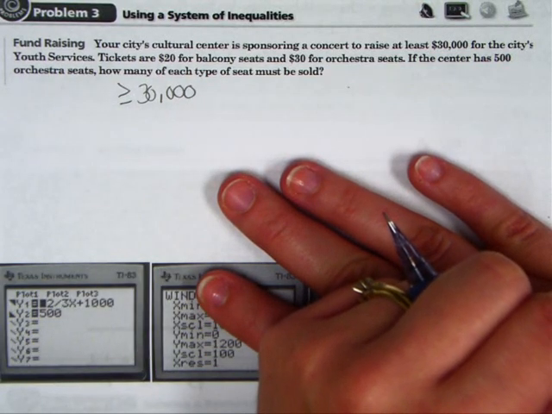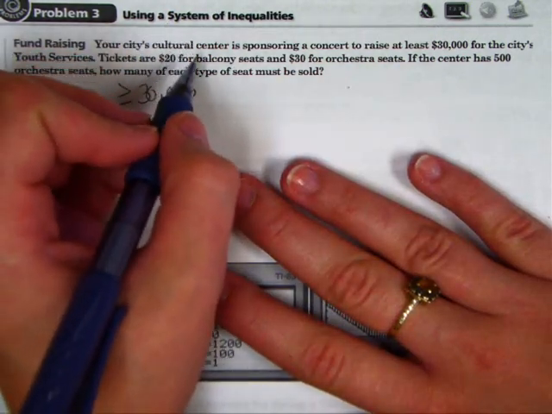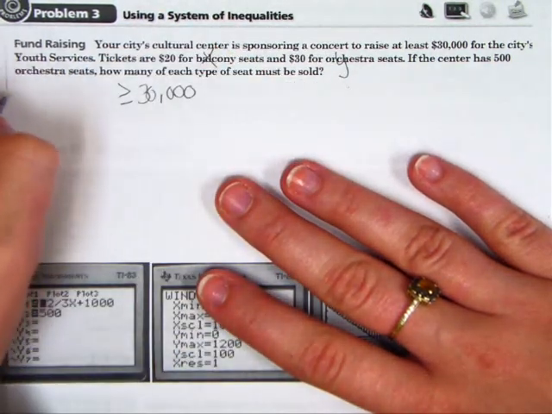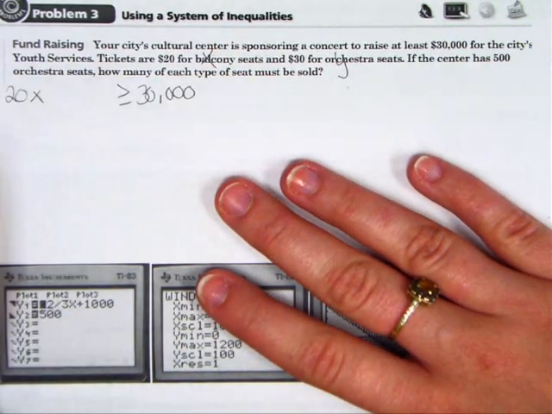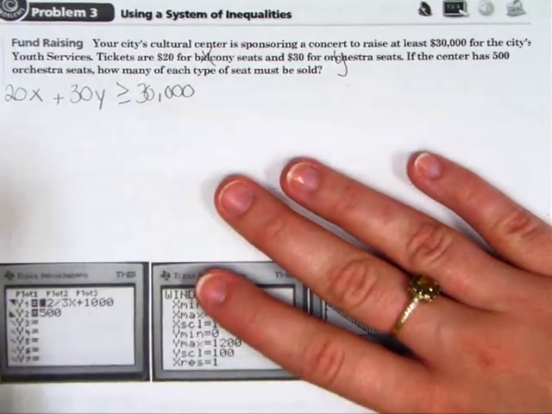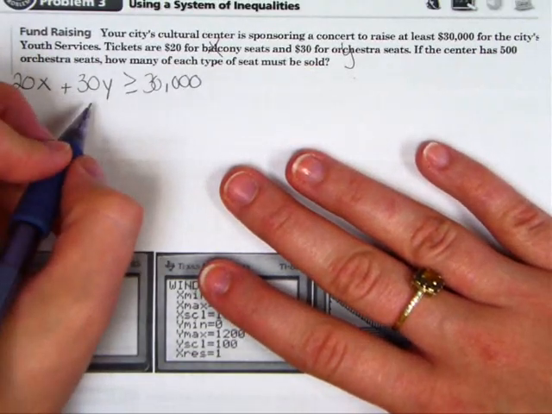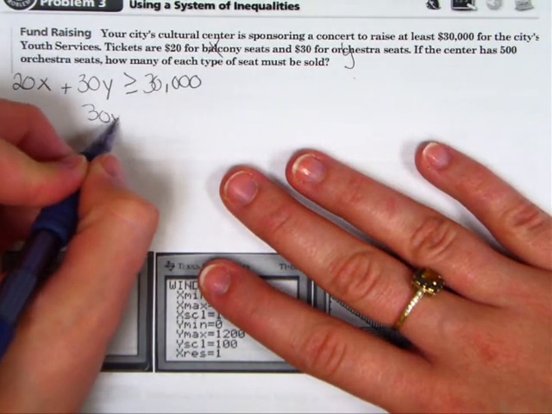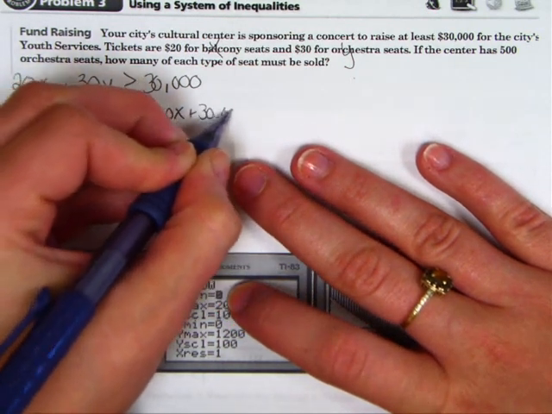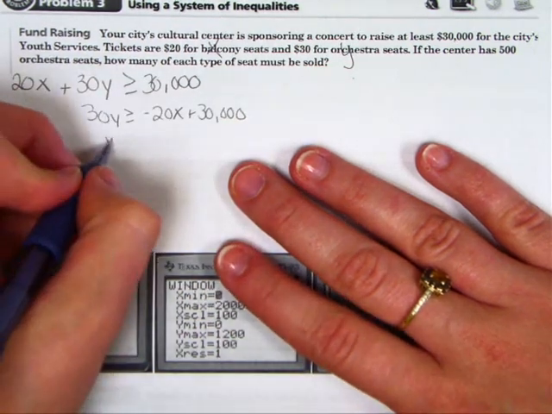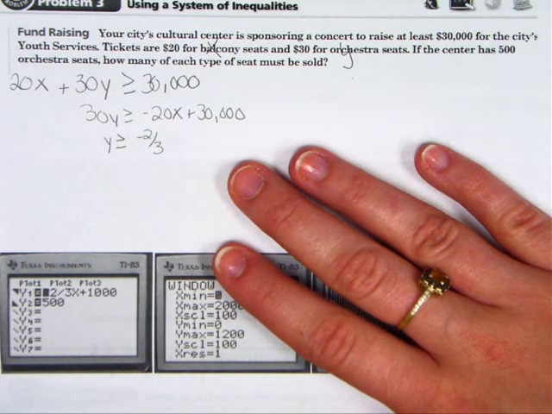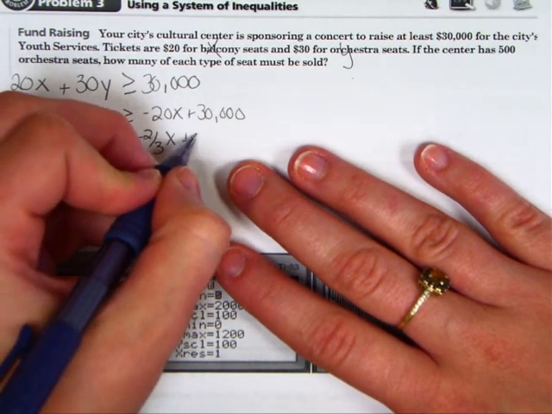But we have two types of seats. We have balcony, let's call that X, and we have orchestra, let's call that Y. So $20 for every balcony and $30 for every orchestra has to be greater than or equal to 30,000. Let's take a moment and solve this for the letter Y. 30Y is greater than or equal to negative 20x plus 30,000. Divide by 30. Y is greater than or equal to, when you reduce, negative 2 over 3 x plus 1,000.